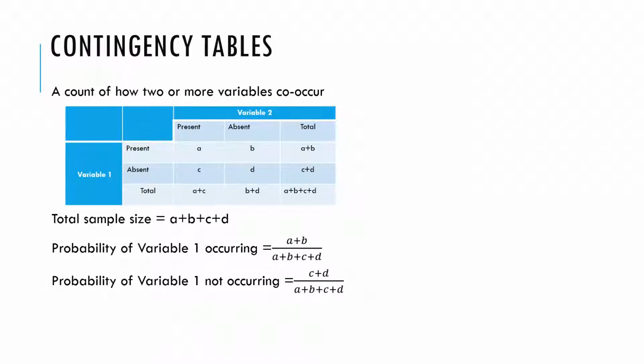Contingency tables offer an easier way of calculating probabilities. In the table as shown, the total sample size is A plus B plus C plus D. For instance, the probability of variable 1 occurring is A plus B divided by the total sample size. The probability of the event not occurring is C plus D divided by the total sample size.